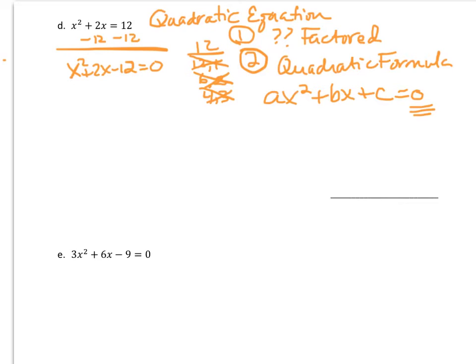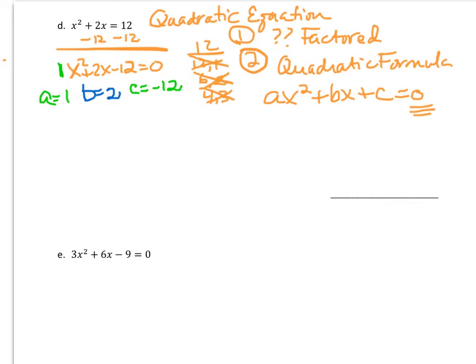So now I'm going to rely on my quadratic formula. So in order to use my quadratic formula, it's really important that I can identify what the values of A, B, and C are. So A is the coefficient of your x squared term, which is 1 in this particular case. Okay, and now B is going to be the coefficient of my x term, or my linear term, which happens to be 2. And then C is the constant term, which in this case is negative 12.